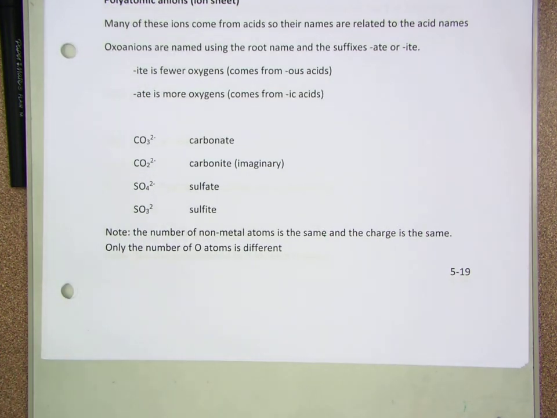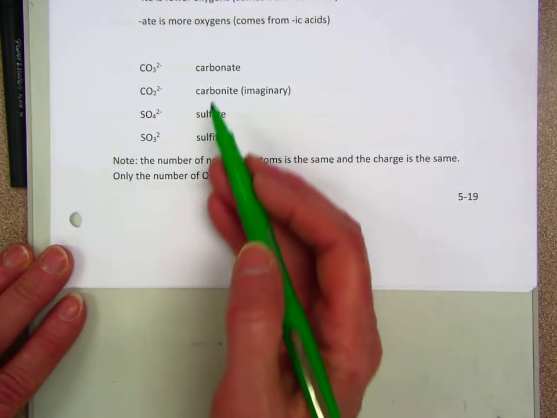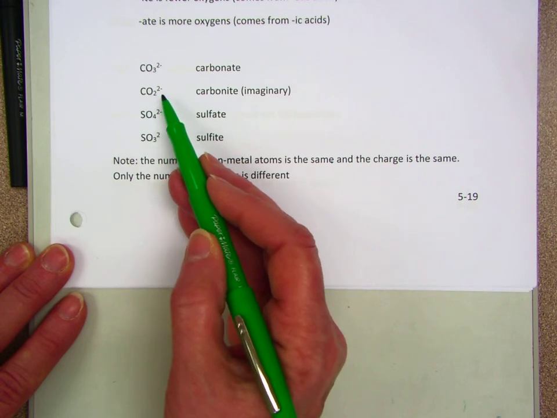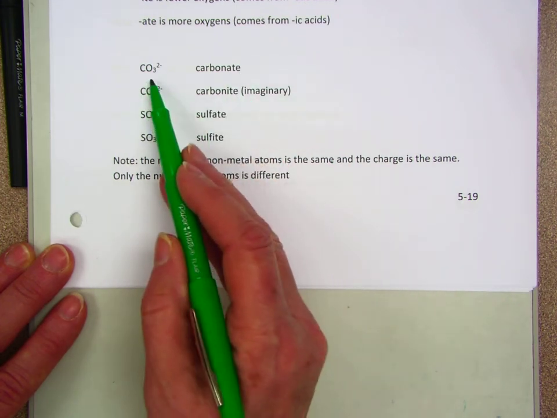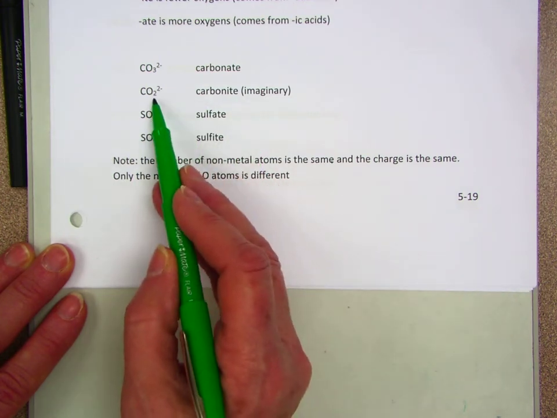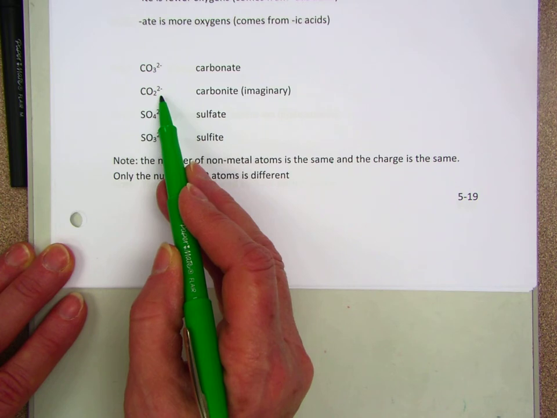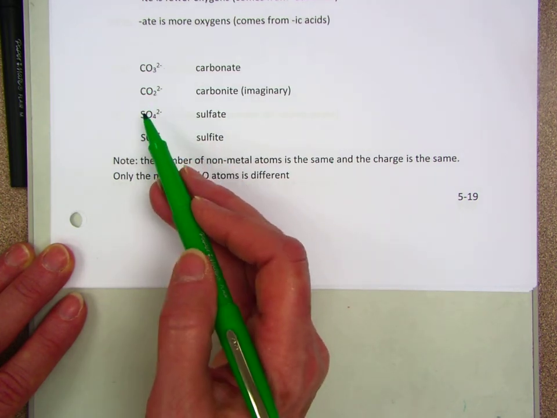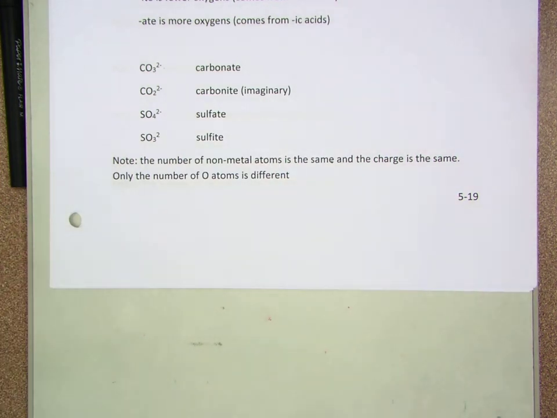So these oxoacid anions are named using the root name of the nonmetal and the suffix ate or ite. Ate means more oxygens and ite means less oxygens. So I've listed a couple of pairs here for us to look at as examples. I have CO3 2- and CO2 2-. This is carbonate because it's got carbon in it. This is carbonite. You see that they have the same number of carbons, 1. They have the same charge, but they have differing numbers of oxygens. Now, this says it's imaginary because we don't see the carbonite ion appearing in nature. We have carbonic acid, but when it decomposes, we don't get the carbonite ion. It breaks down and gives us carbon dioxide. So that's why it's imaginary.